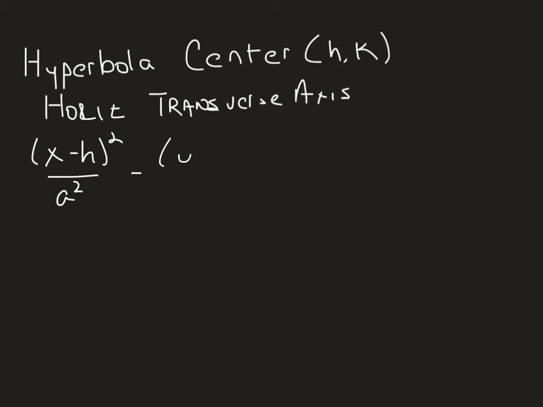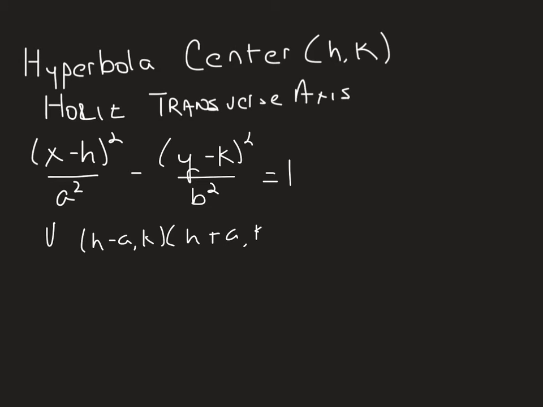(y minus k) squared over b squared equals 1. Notice the only difference: before, h was 0 and k was 0 when the center was at the origin. So that is the only thing that has changed. Our vertices are (h minus a, k) and (h plus a, k).